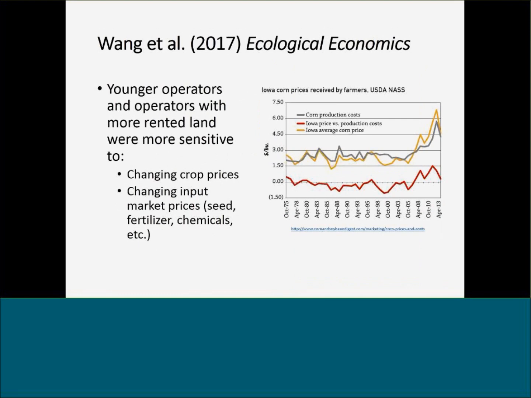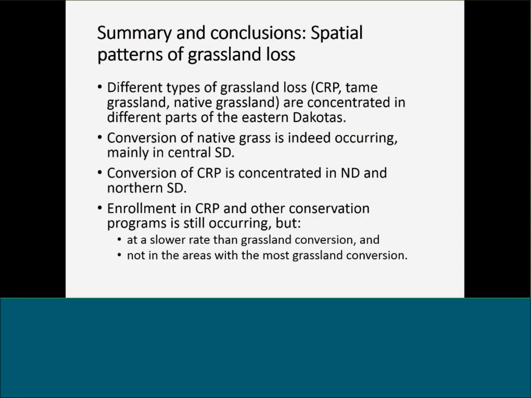Whereas younger operators and operators who are renting land may be less financially secure, have more economically marginal operations, and therefore be much more interested in expanding in relationship to changing crop prices. So to try to summarize this a little bit, what did we learn from all of this that's interesting or useful?